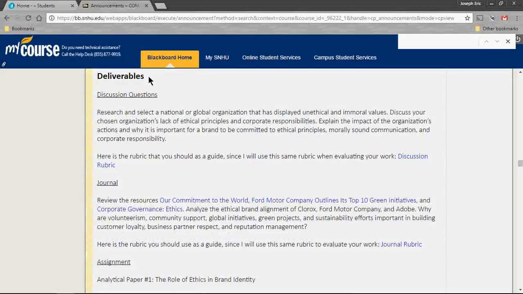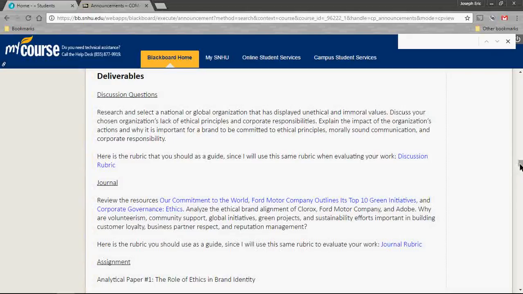In every weekly assignment, I include a deliverables section. This week, week 3, we have a discussion question, a journal entry, and an assignment. And you'll see the same language in every graded item, every deliverable. Here is the rubric that you should use as a guide, since I will use this same rubric when evaluating your work.